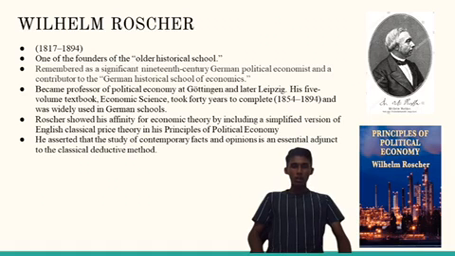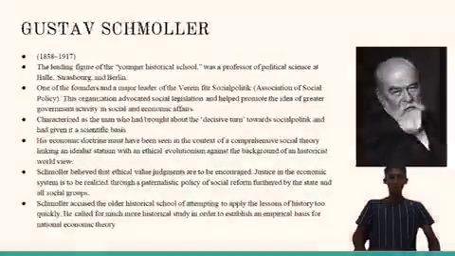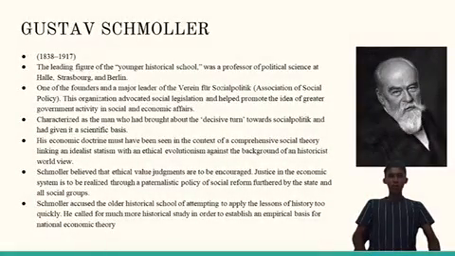Roscher showed his affinity for economic theory by including a simplified version of English classical price theory in his Principles of Political Economy. He asserted that the study of contemporary facts and opinion is an essential adjunct to the classical deductive method. The next forerunner is Gustav Schmoller, born in 1838 until 1917.